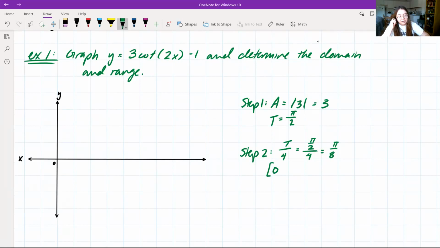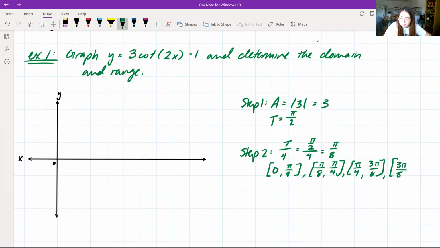So in this case, for pi over 8, we're going to see our intervals end up being 0 to pi over 8, pi over 8 to pi over 4, pi over 4 to 3 pi over 8, and 3 pi over 8 to lastly pi over 2. So these are the proposed subintervals.